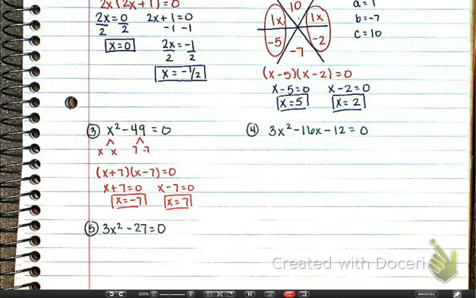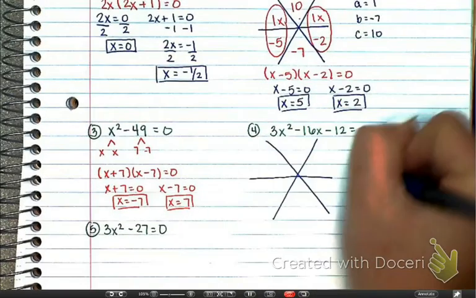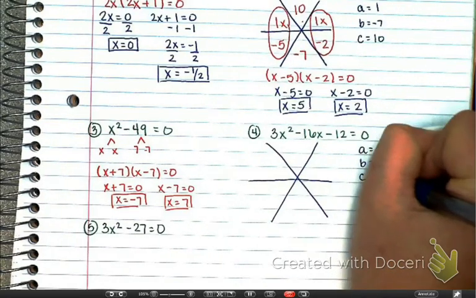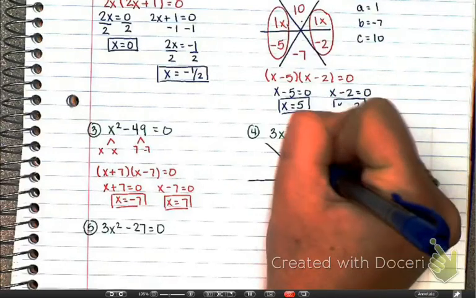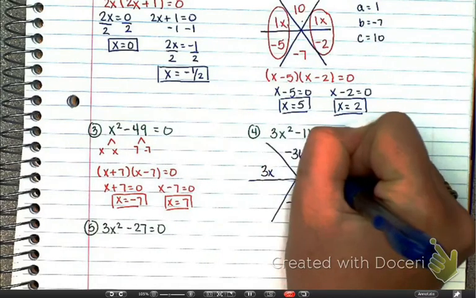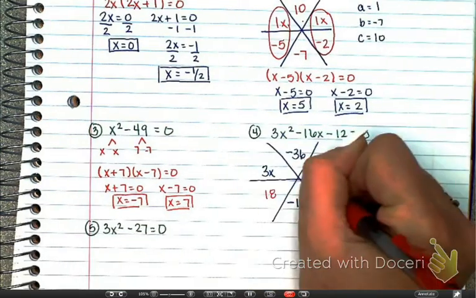If you start with GCF, is there one? Does 3 go into 16? No? Okay. So did you go straight to the super X? What is A? What is B? And C? Okay, so 3 times -12 is -36. I have a -16 on bottom, a 3x, and a 3x. So I'm looking for 2 numbers that multiply to -36 and add to -16. 18 and 2, which one needs to be negative?